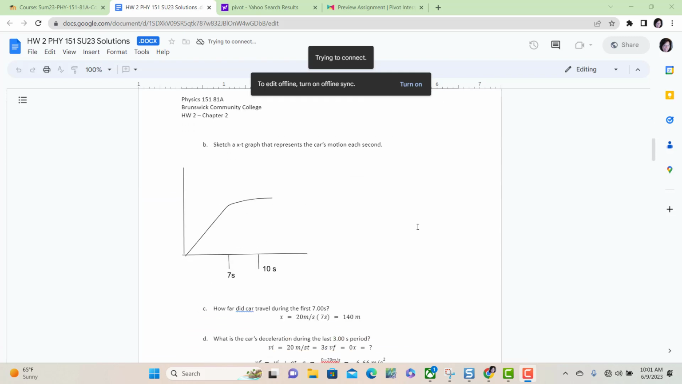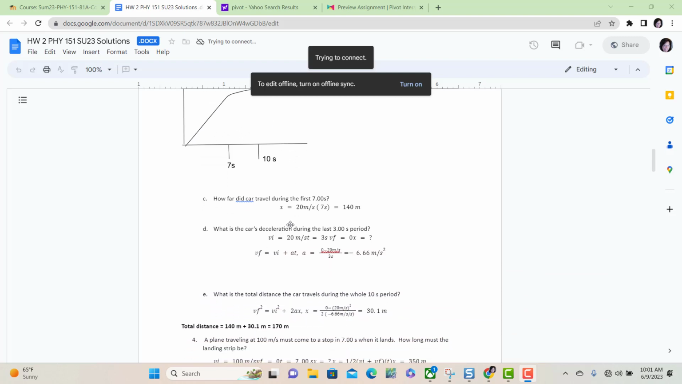When you graph that, the position graph is going to be linear for the first 7 seconds because it represents constant velocity. And then it's going to look parabolic during the last 3 seconds. And specifically, the parabola is going to be getting flatter because the speed is decreasing. So you should have a linear line, and then it should round itself off.